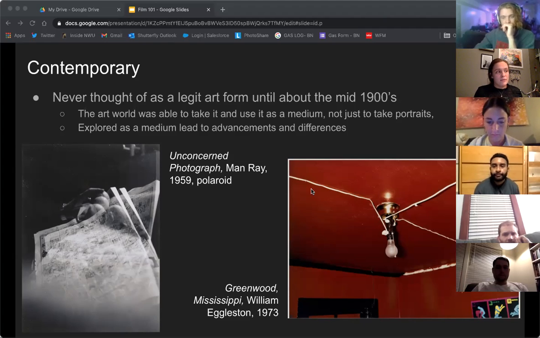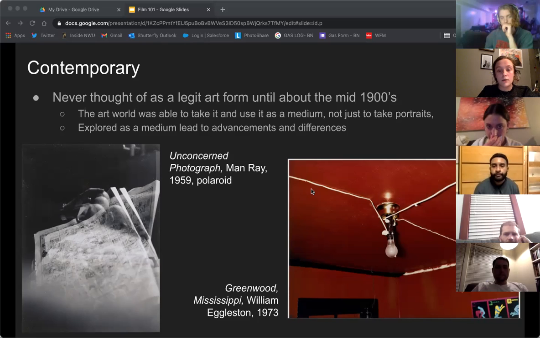His work spans from, he was born in the 1800s, but it spans from about 1915 to the 1960s, and then early on in the 70s is when he passed away. And a lot of it is experimental. This photo was taken with a Polaroid camera, something that we still use today, and that was in 1959.